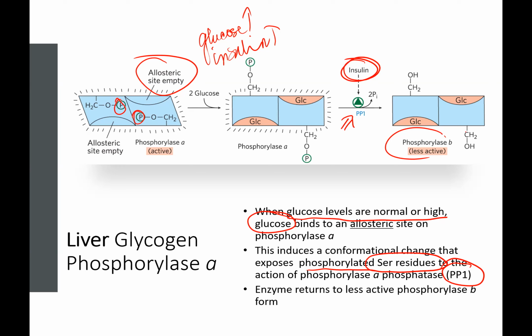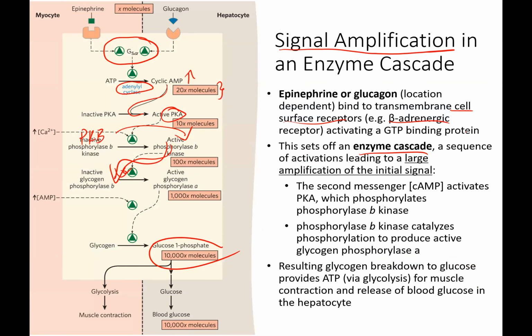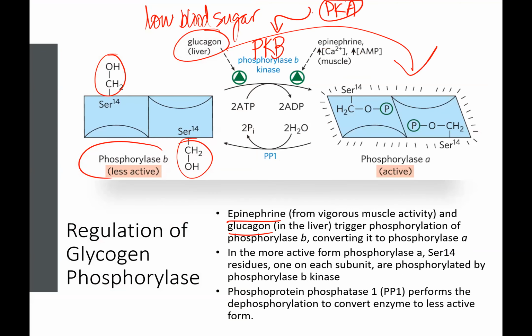I had a question on the previous slide. This one? Yeah. So if cyclic AMP activates PKA, is PKA then called PKB? No, they're two different enzymes. Those are, in fact, two different enzymes, okay? So PKB is what's responsible for phosphorylating glycogen phosphorylase. Yeah. So I tried to point that out here. PKA actually stimulates PKB because PKB itself can be phosphorylated or dephosphorylated. I have it here and not down here. Oh, okay. No problem.